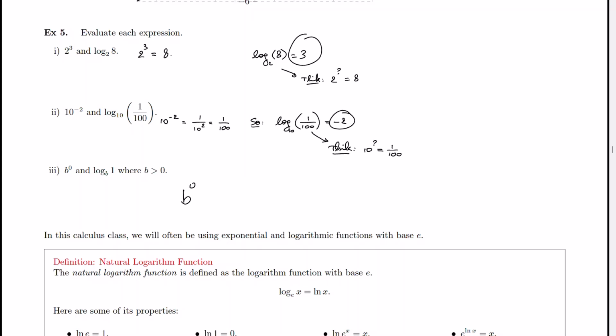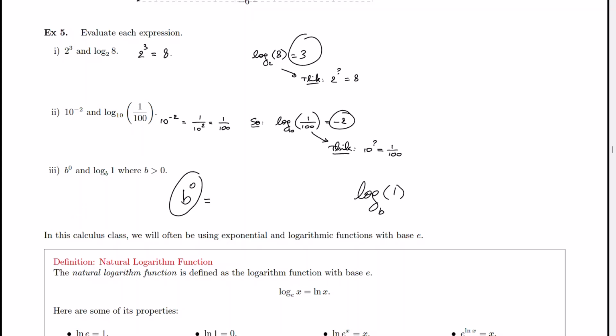Now the last one says b to the power of 0, and it's also asking me for log base b of the argument 1, of the number 1. So log base b of 1. Well, it's also telling me that b is bigger than 0. Why do I need to know this? Because if I have 0 to the power of 0, that becomes undefined.